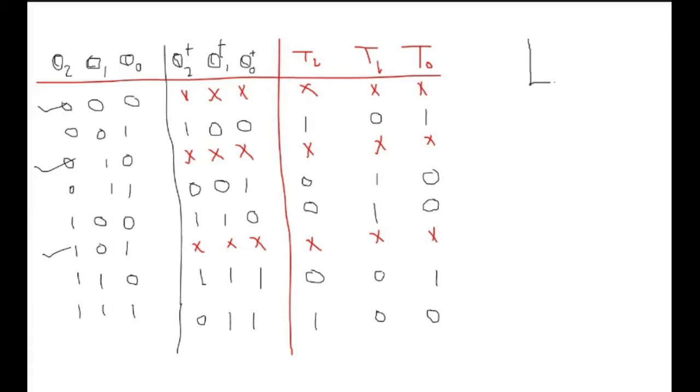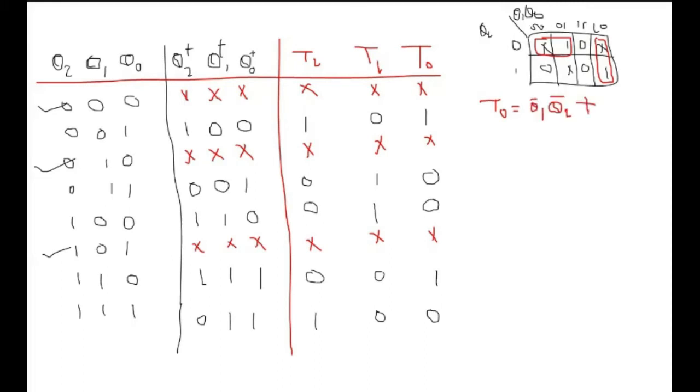So first we are making the K-map for T0. We will be having a 3 variable K-map with inputs Q2, Q1 and Q0. So now we will be doing the pairing. You can have a pairing of 2, either this or this. So my T0 will be Q2 bar Q1 bar plus Q1 Q0 bar.